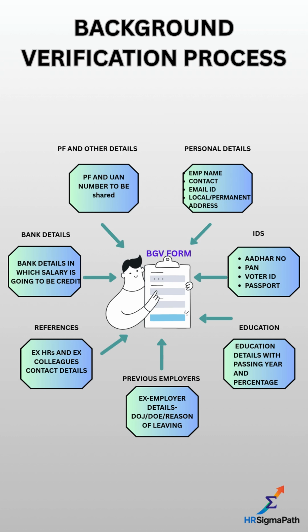Provide both your current and permanent addresses. This helps verify your place of residence, and it is essential for address verification checks. For the IDs, enter your government issued ID numbers: Aadhaar, PAN, voter ID, and the passport if available. These documents are used to confirm your identity and citizenship.